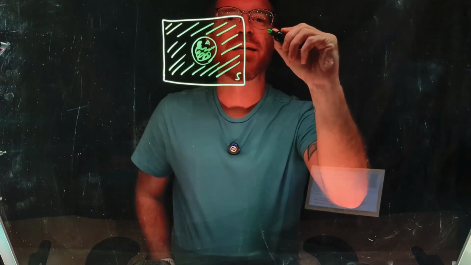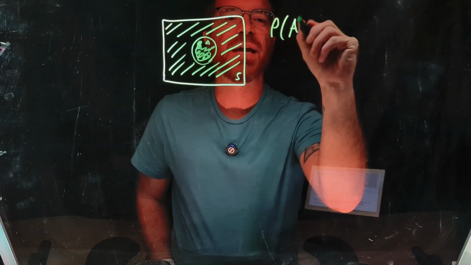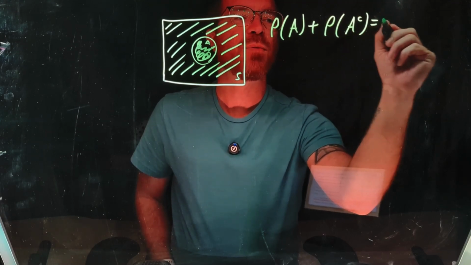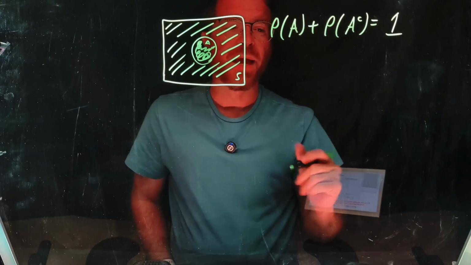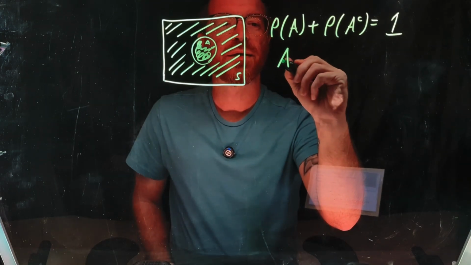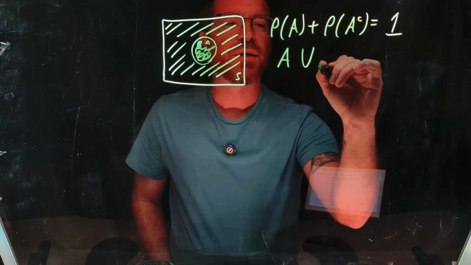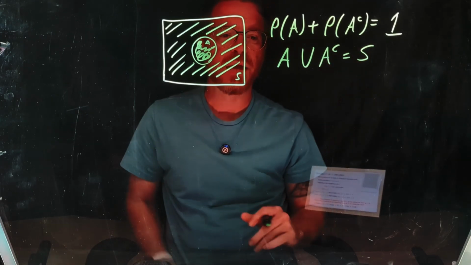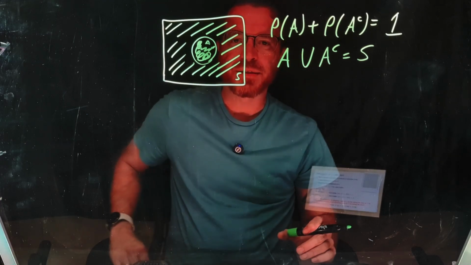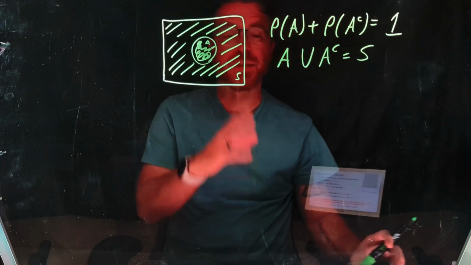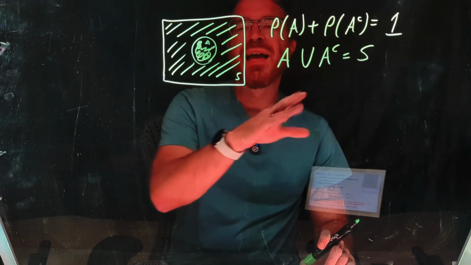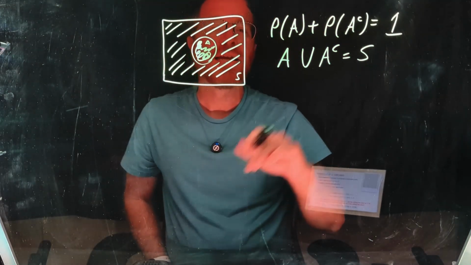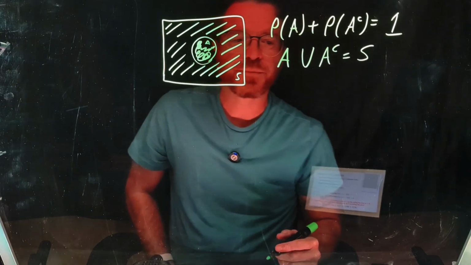So this means that if I take the probability of some event A plus the probability of its complement, it will be equal to 1. And that is because A union A complement is equal to the sample space. I will talk more about this in the set theory videos, but for now, just know that this is called a union, and it can be thought of as an or statement. So if I say A or not A, this will be equal to the sample space.